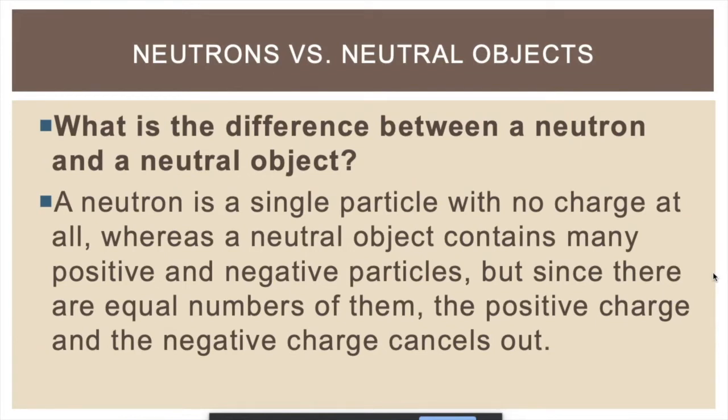And the idea is, because protons and electrons have the exact same size electric charge, but they just have the opposite sign, if there are equal numbers of protons and electrons, the total charge effectively cancels out. The positive charge cancels out the negative charge, and so there's zero total charge. Now, this ultimately is important because this difference, the fact that a neutron just has no charge, but a neutral object has positive and negative charges that just happen to cancel out, means they behave in fundamentally different ways.